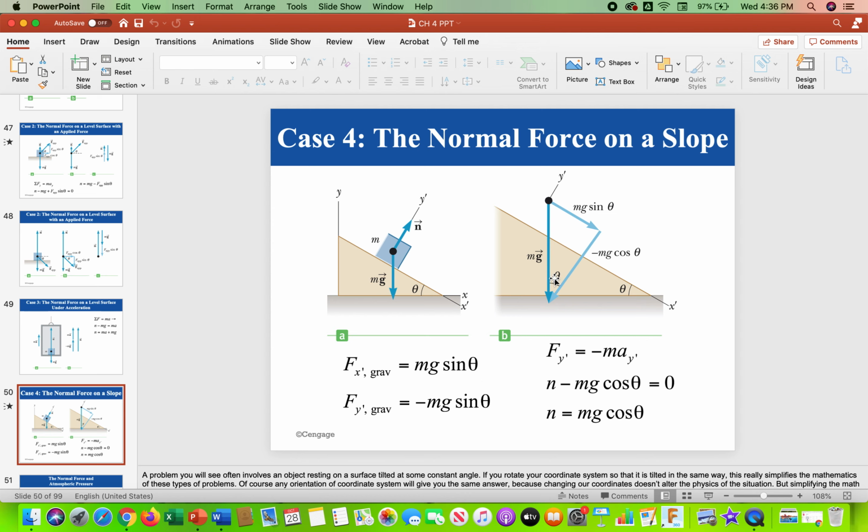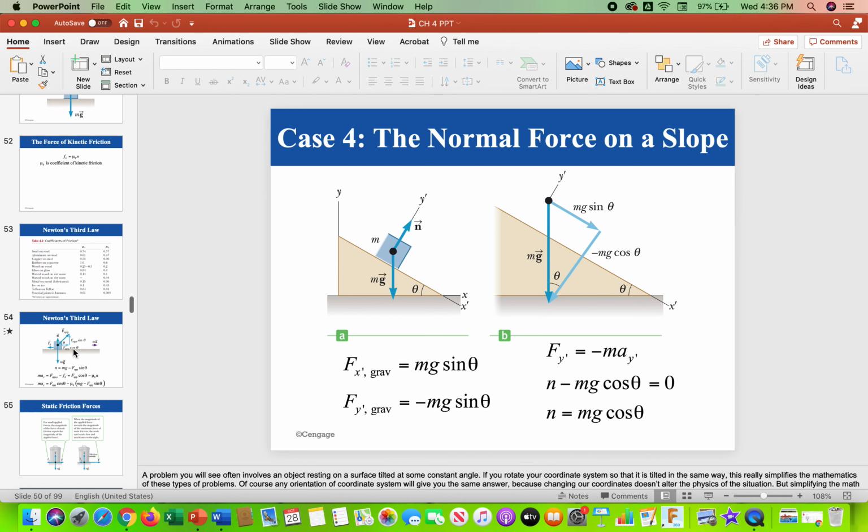If this angle is theta, it's the same angle as this, and you can prove it to yourself by doing a little geometry. And so this equals ma, so I could determine the acceleration in the x direction because this is the only force in the x direction. So that is the gravity force and the normal force.